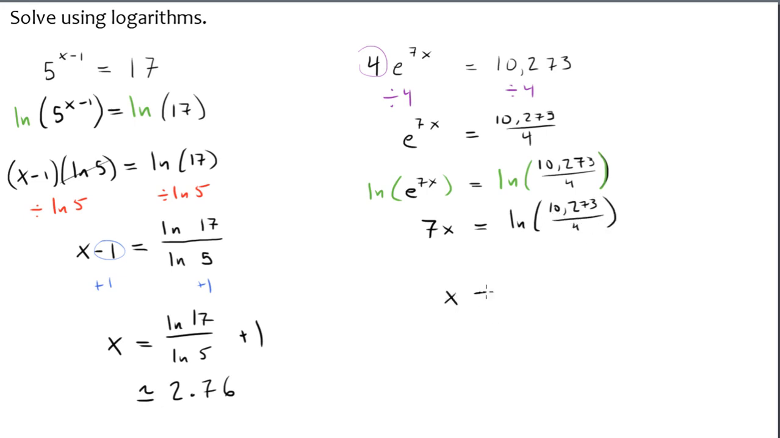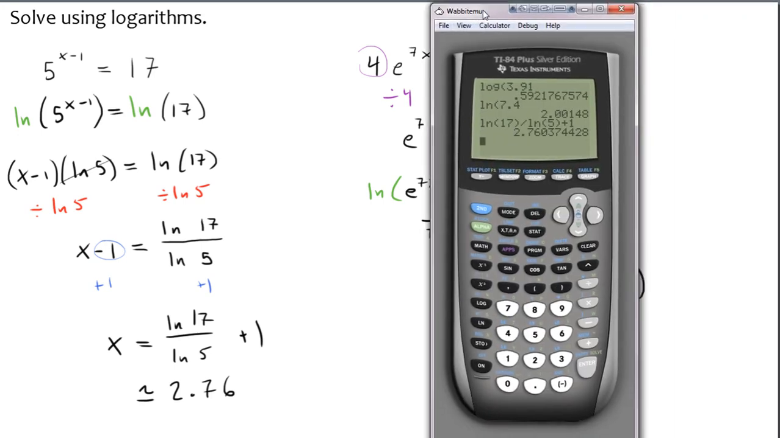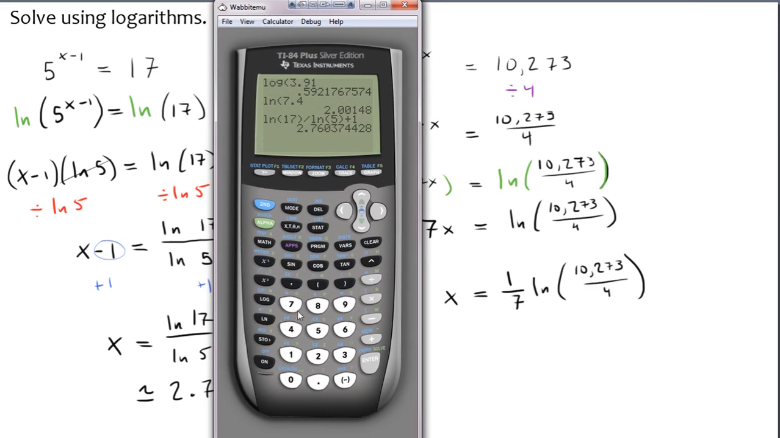And then I'm going to divide it by 7. And I'm going to be clever, and I'm going to write that as 1/7 natural log of this expression, which is the same as the 7th root of this fraction. But if I'm going to enter that in a calculator, I think the 7th root is too much trouble. I'm going to do 1 divided by 7 times natural log of 10273 divided by 4, close it off, and hit enter.